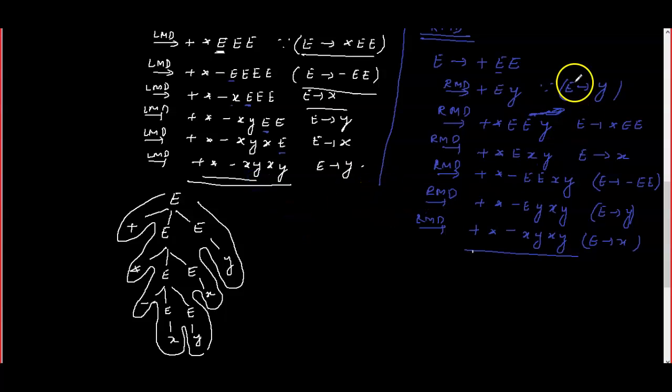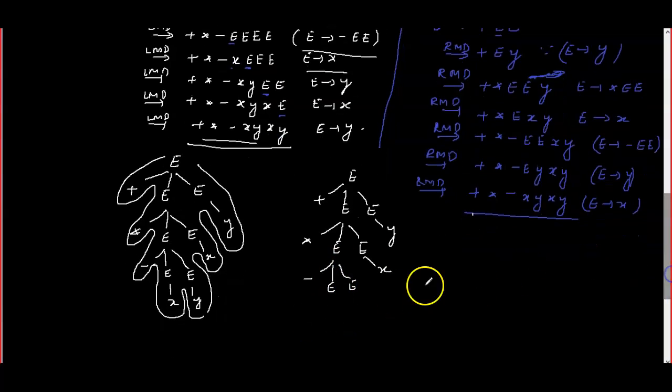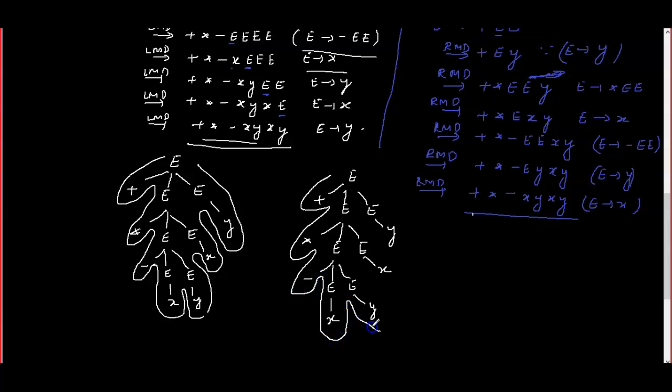Similarly, if you draw the parse tree from the RMD, by using the RMD we will get E derives E plus E. Then here again I substituted E derives Y, and this E is E star E. Then this E is X. Then this is minus E and E. Then again this one is star, E is Y, X. That's minus E. So this value is Y and this is X. So you got plus, star, minus, X, Y, X and Y.